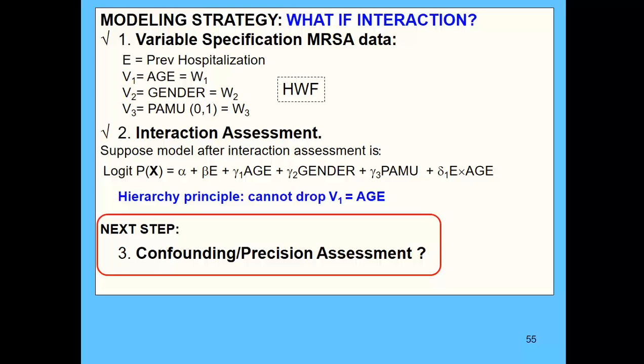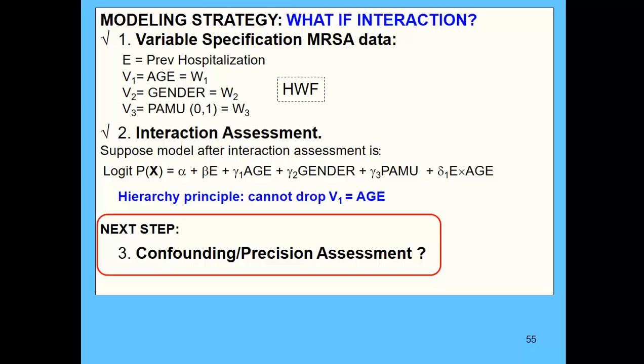And suppose with the different data, when I checked for interaction and did backwards elimination, I found that I had to keep this product term in the model. Suppose I had to keep the product term in the model. What do I do about confounding here? Well, first of all, what variables are eligible to be dropped from the model as potential non-confounders? Gender and PAMU, right? But not age, because age has to stay in, because of the hierarchy principle.